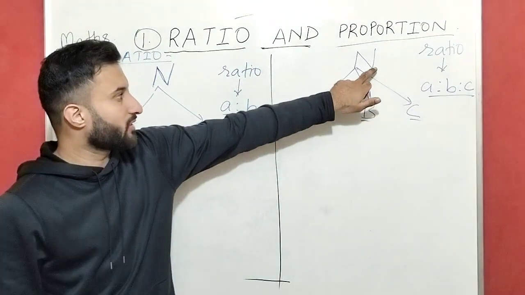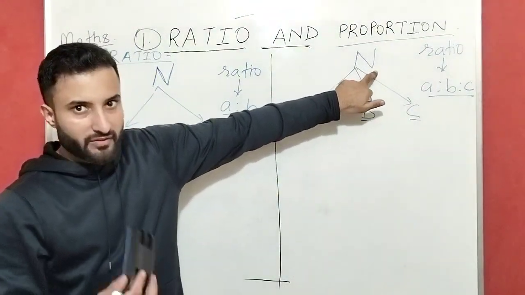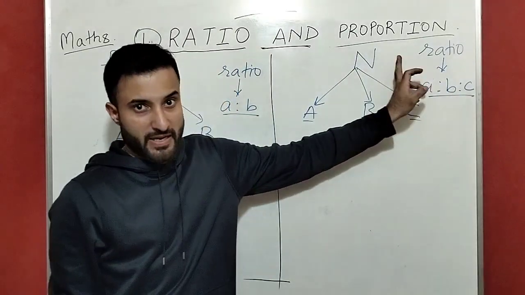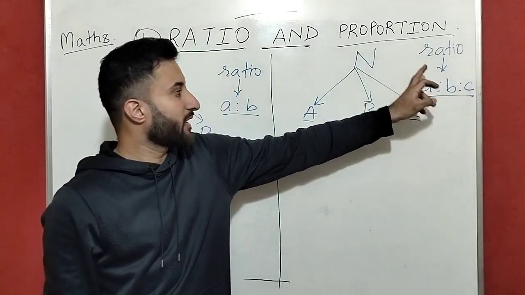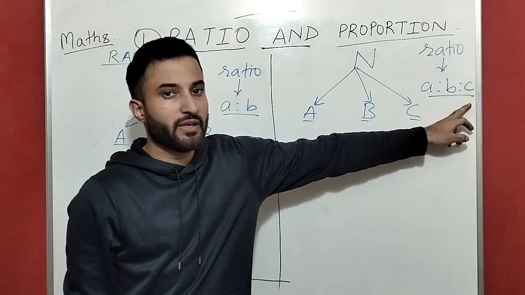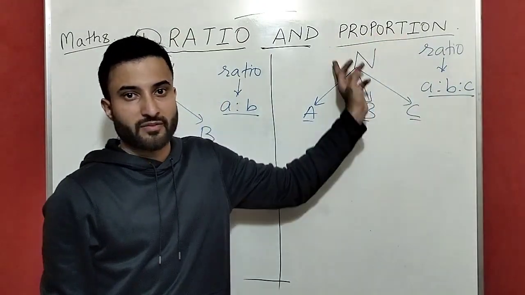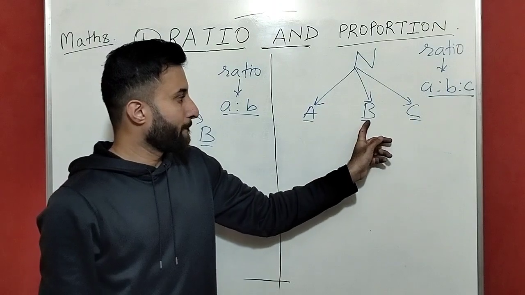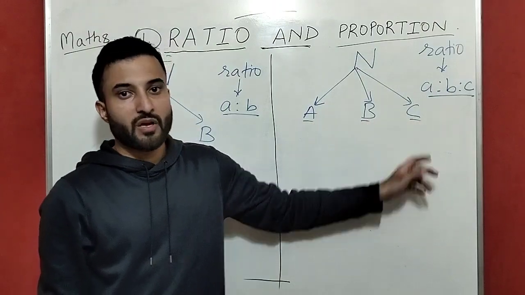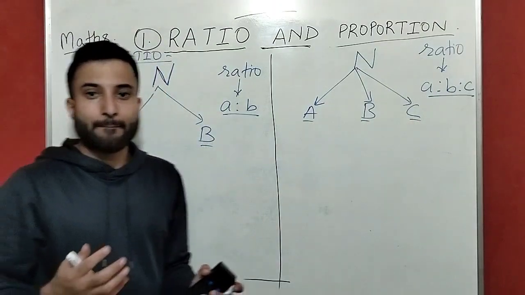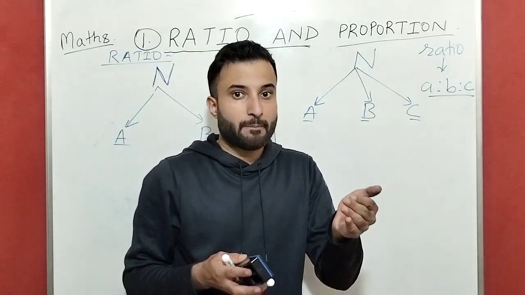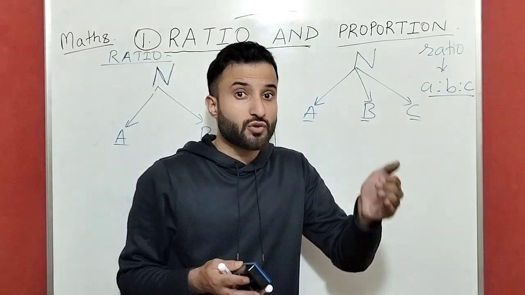Same, suppose any number n is given in the ratio A is to B is to C. Then we have to divide this number n in three parts, A, B and C. So guys, see, the number of parts depends upon how many ratios are there.